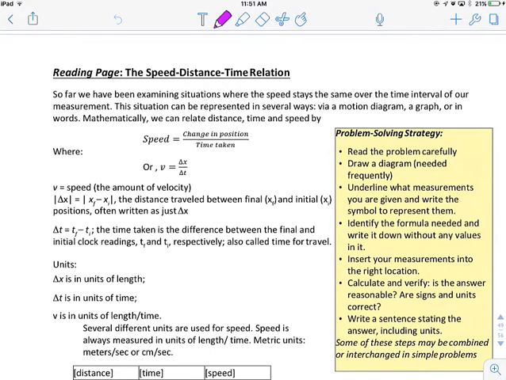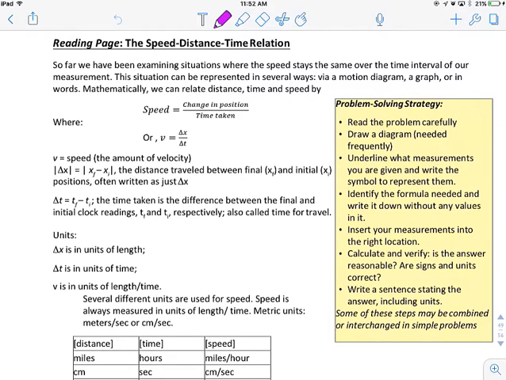In this video, we're going to talk about using the speed, distance, and time relationship, and we're looking at the reading page in your packet, which I think is page 49. What we're looking at here is an equation that we're going to be using, which we've already been using. We're just going to talk about how to solve for different things in it. So we've got this equation right here.